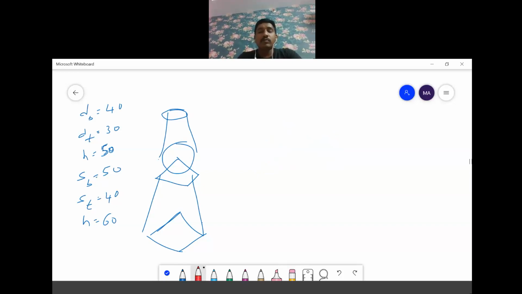So first what will you do? First I will consider a midpoint here, point O. From O I am drawing a 30 degrees inclination on the right side and 30 degrees inclination on the left side. After that, here he has given a base side as how much? He has given bottom side as 50 mm.